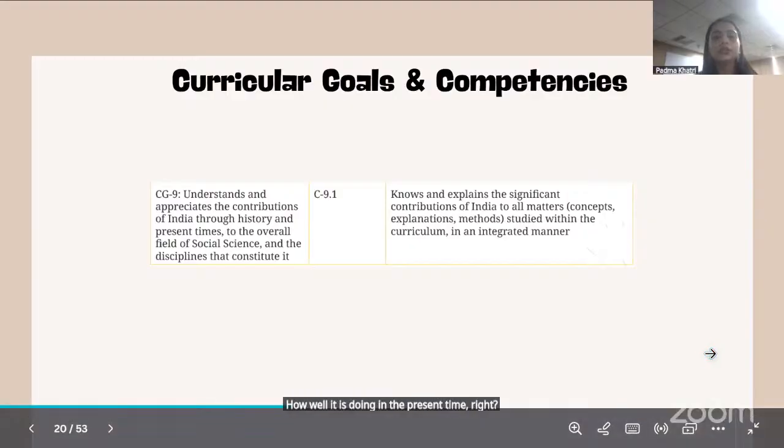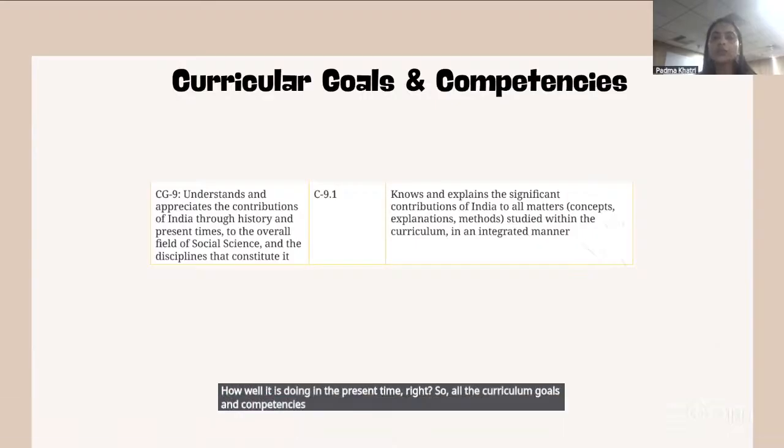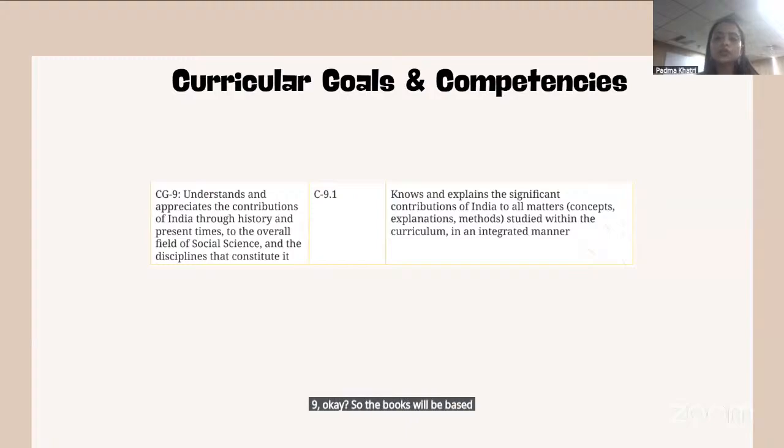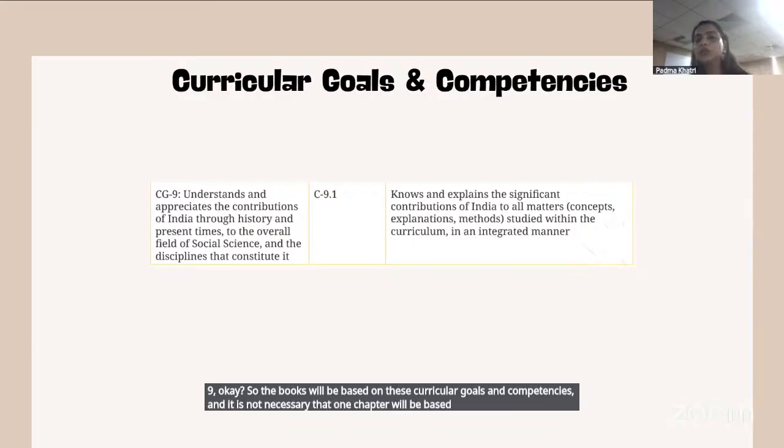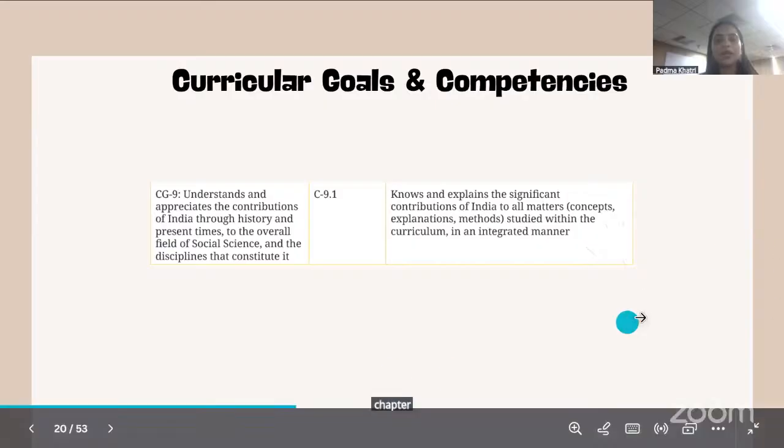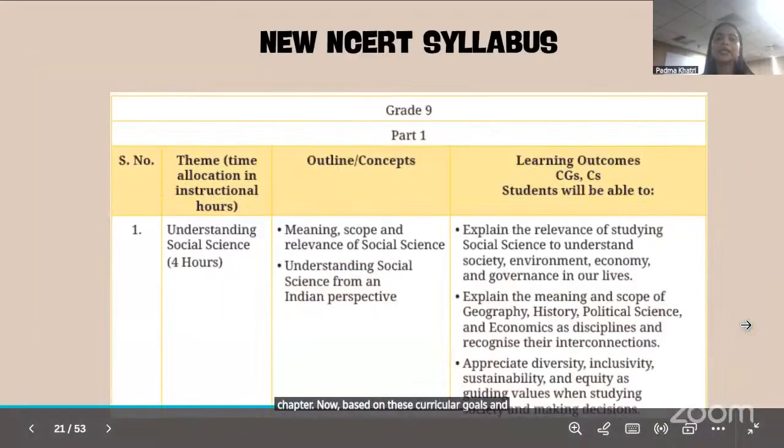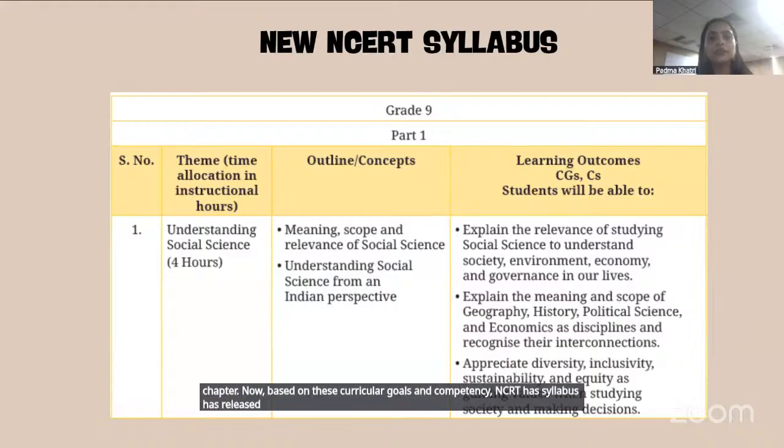So all the curricular goals and competencies are outlined here in NCF 2023. And based on these curricular goals and competencies, NCERT has released its syllabus for grade 9. Okay, so the books will be based on these curricular goals and competencies, and it is not necessary that one chapter will be based on one particular competency or curricular goal. It can have multiple competencies in one particular chapter. Now, based on these curricular goals and competencies, NCERT has released the syllabus in two parts, part 1 and part 2.